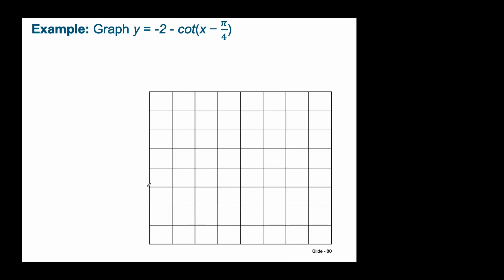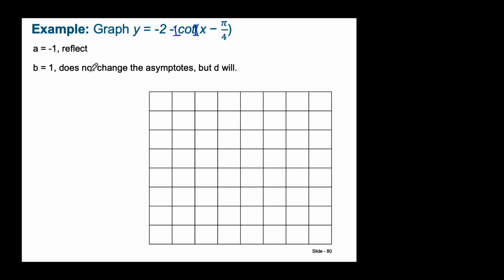Graph y equals -2 minus cotangent of x minus pi over 4. Okay, so lots of transformations going on here. Let's take them one by one. First one, a equals -1. It's invisible, but it's right here, guys. It's implied. So we need to make sure that we're reflecting cotangent in the x-axis. B equals 1. It's the coefficient after cotangent. You can't see it here either, but I'll highlight it for you. B equals 1, so there's no change.